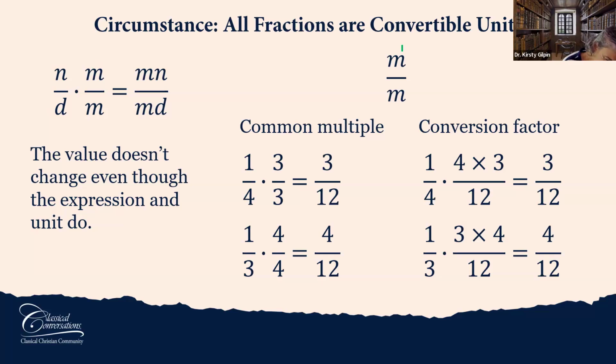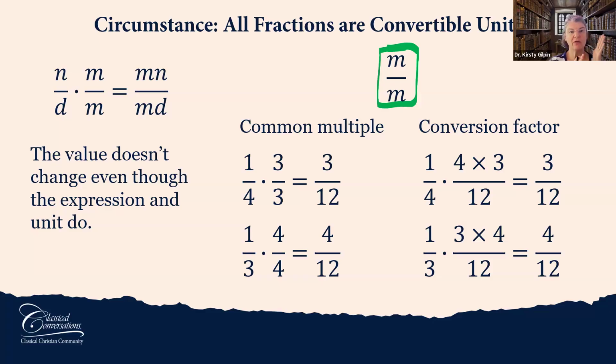And it still equals 1 here. And there's two ways that we can think about that. We can think about having a common multiplier for my numerator and my denominator, or I can think about it as a conversion factor. Most of us probably think about having that common multiplier.